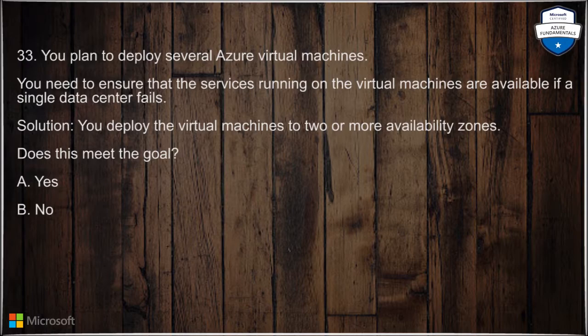You plan to deploy several Azure virtual machines. You need to ensure that the services running on the virtual machines are available if a single data center fails. Solution: you deploy the virtual machines to 2 or more availability zones. Does this meet the goal?